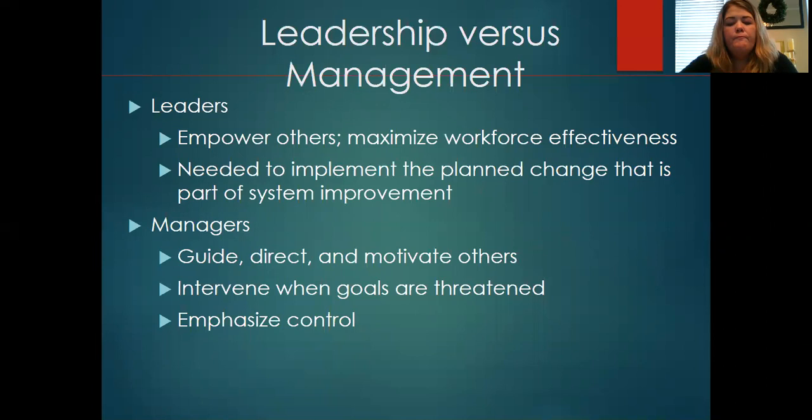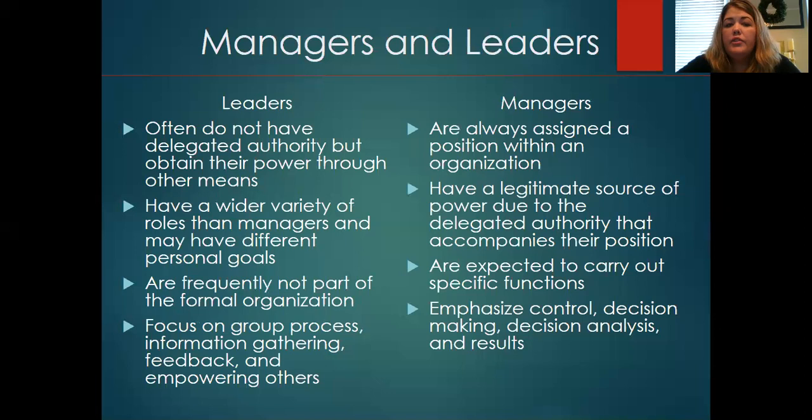So other things to compare the two of them. Leaders often do not have delegated authority, but obtain their power through other means. So like I said, a clinical nurse specialist, for example, has authority because they are the expert in that field. But they don't have the power to discipline or anything like that, but they're still definitely leaders.